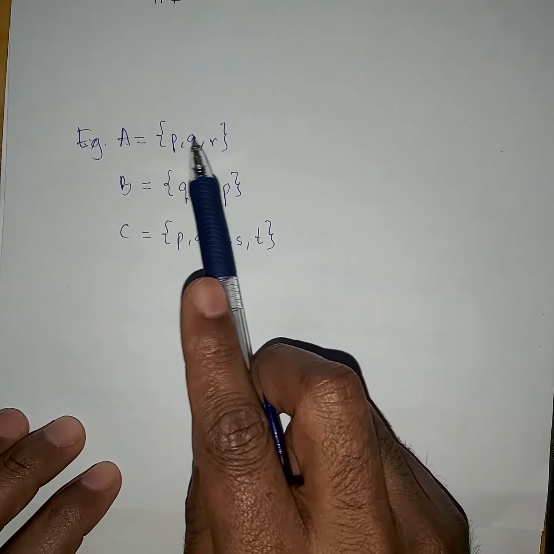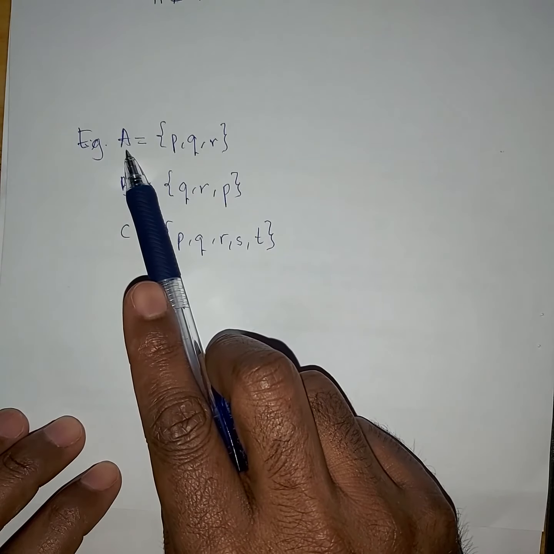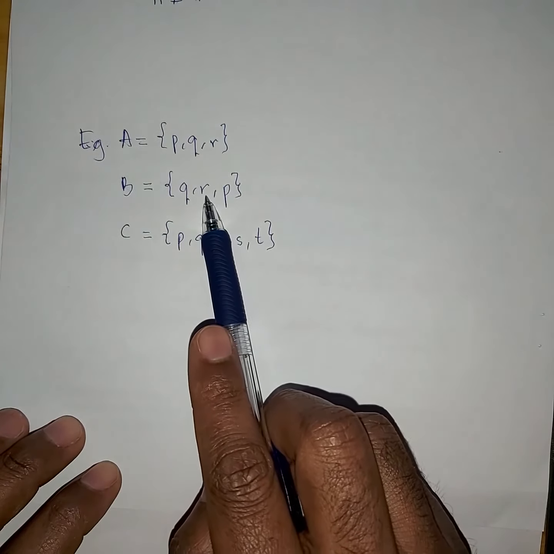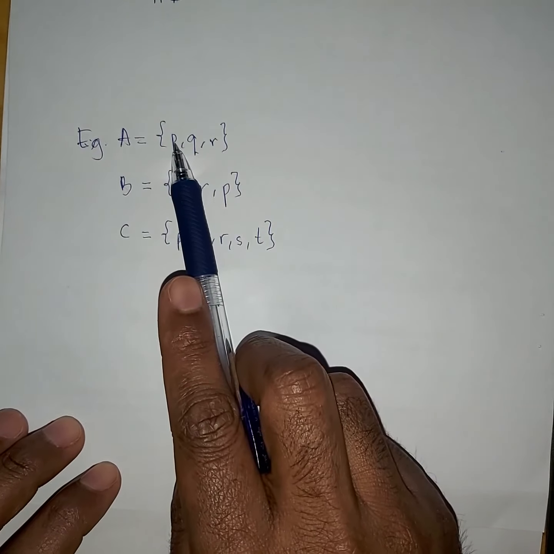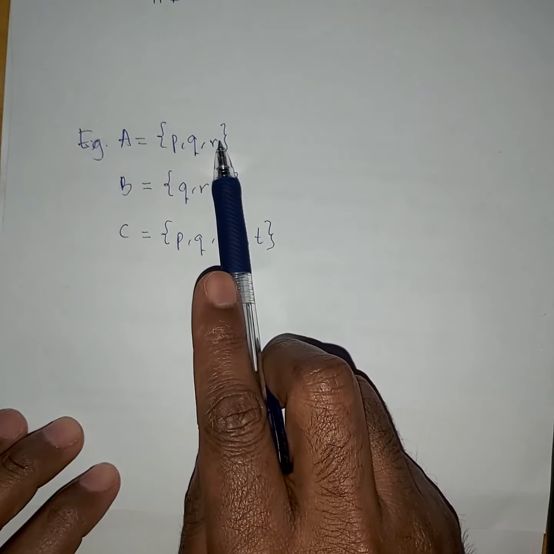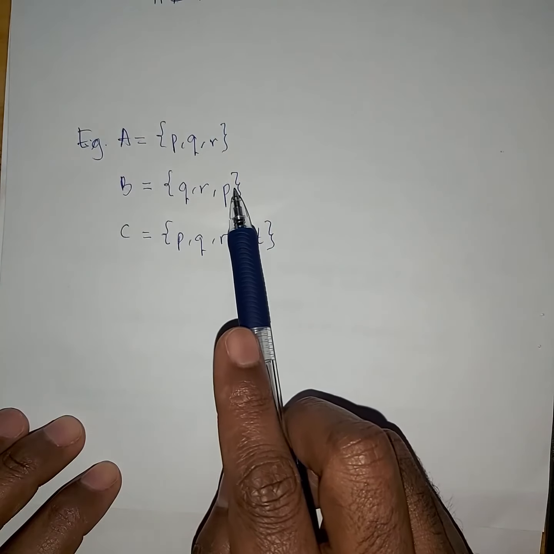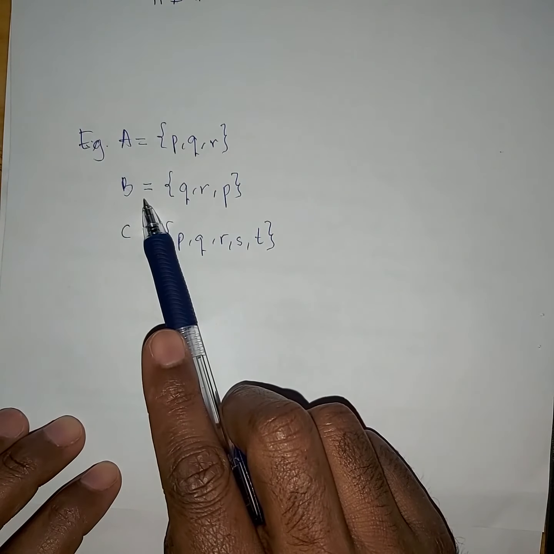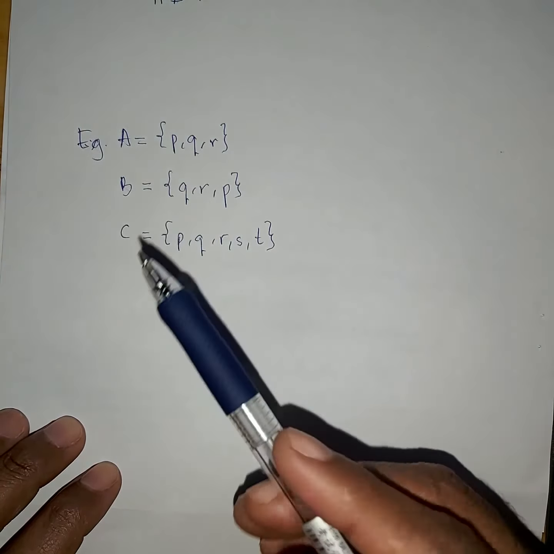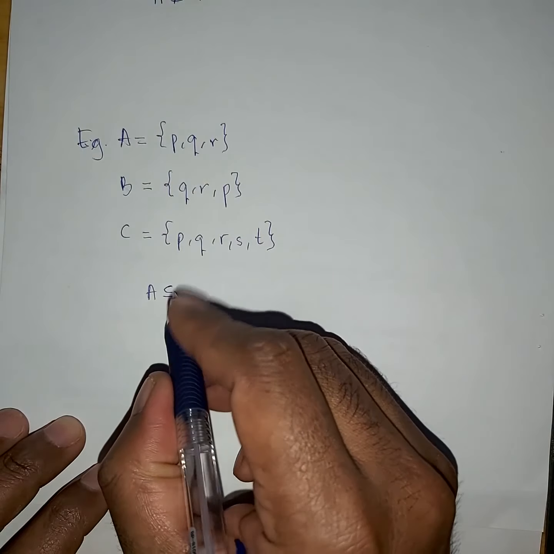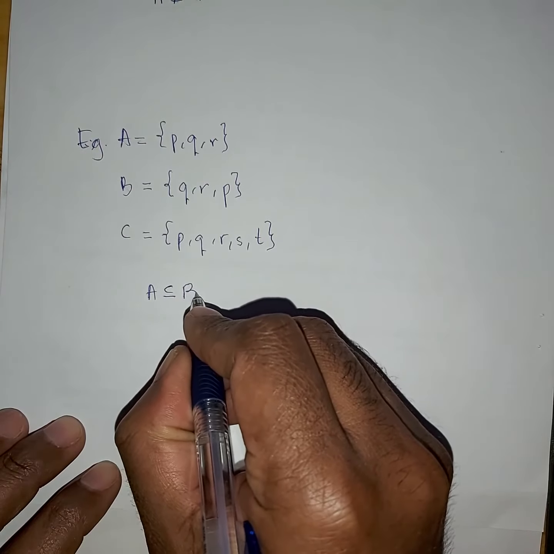You may look at set A is equal to set B, because all the elements of set A are also in set B. So you may write it so: A is a subset of set B.